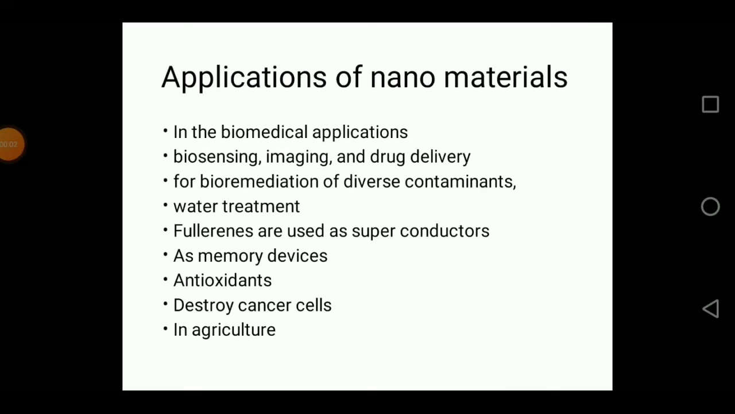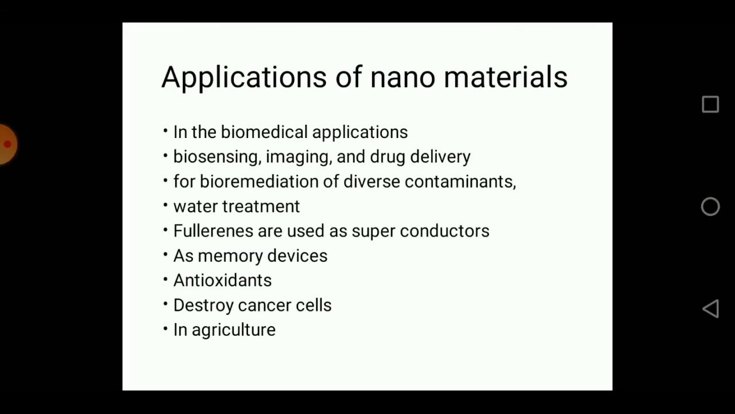Finally, we look into the applications of nanomaterials or nanoparticles. Nanoparticles find applications in the biomedical field, that is for therapeutic values, that is drug delivery systems and gene transformation. They're also used in biosensing, bioimaging, and drug delivery systems. Also they find applications in bioremediation of diverse contaminants. Also for water purification, that is water treatment, they use nanoceramic filters, and fullerenes are used as superconductors at low temperatures of 10 to 40 Kelvin.